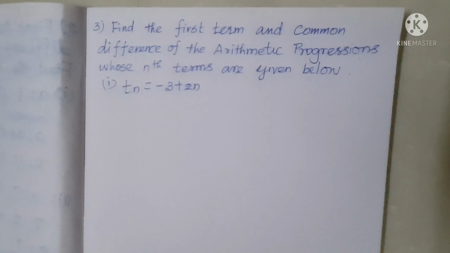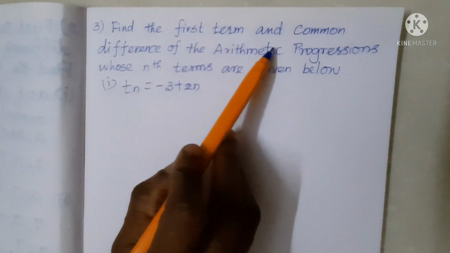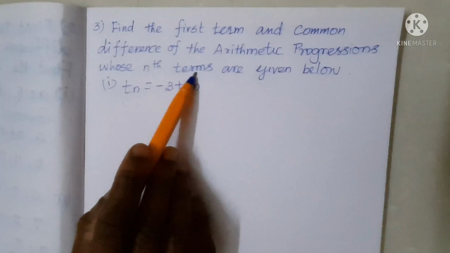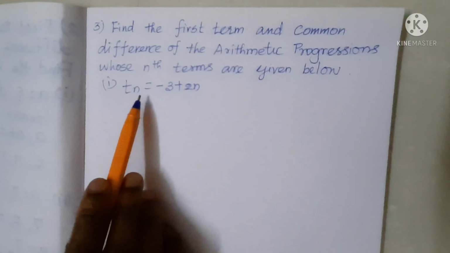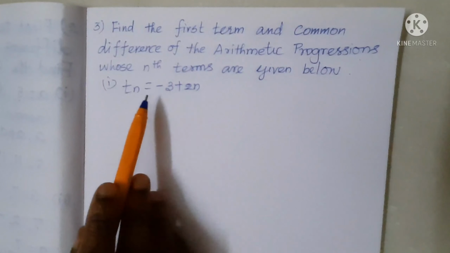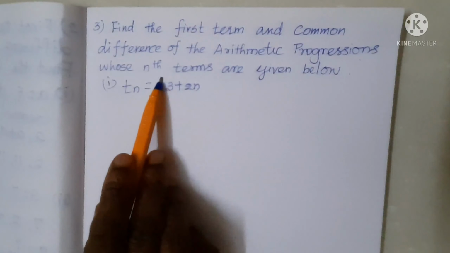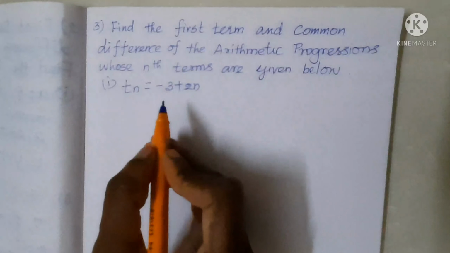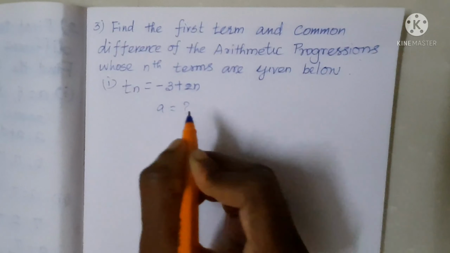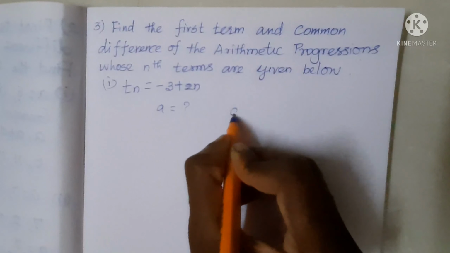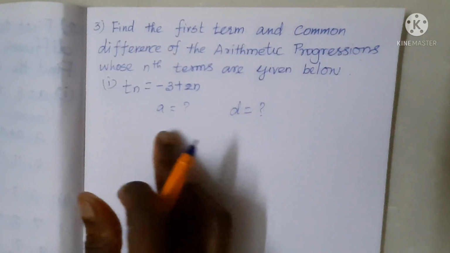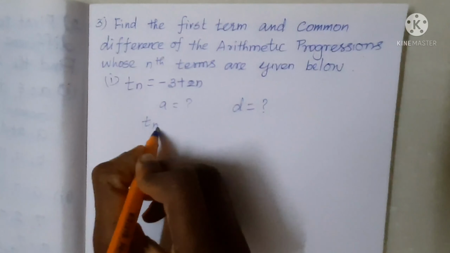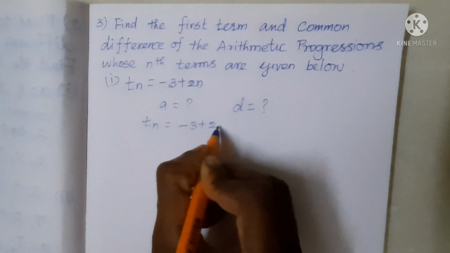So the question is, find the first term and common difference of the arithmetic progressions whose nth terms are given below. Tn is equal to minus 3 plus 2n. So in this question what is given? The nth term is given. You find the first term and the common difference. So we want to find the first term, A, that is T1, and the common difference. Two things here we want to find. The nth term, Tn is equal to minus 3 plus 2n, is given.